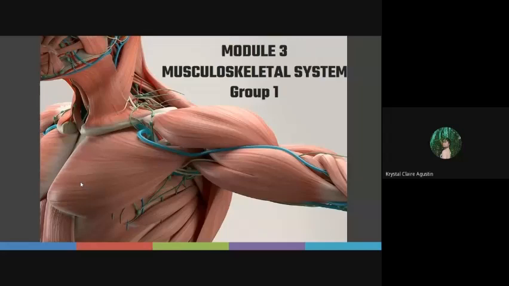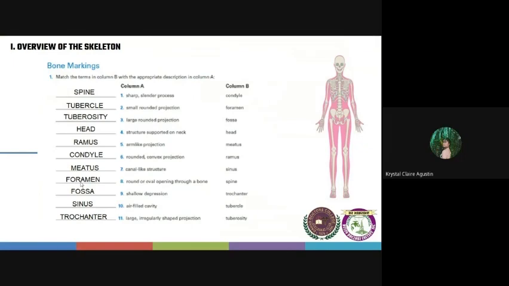Okay. Hello everyone, we are group 1 and will now be tackling worksheet 3, or module 3, which is entitled Musculoskeletal System. So may I call on Miss Adan to further discuss the overview of the skeleton, which is entitled Part 1, Bone Markings.